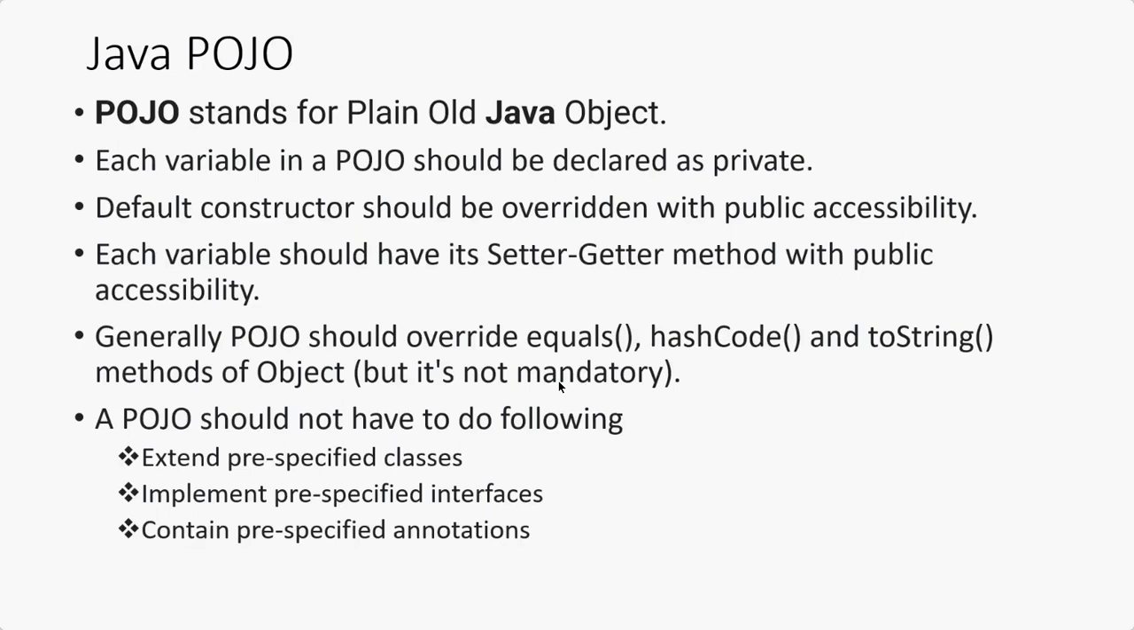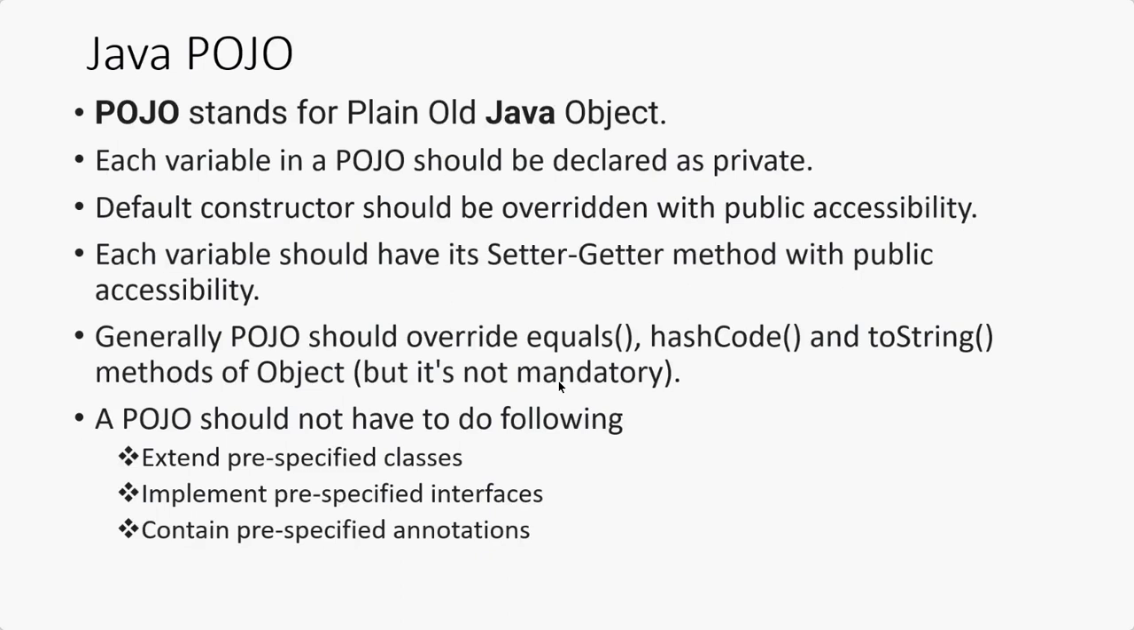You should have a default constructor, and you can instantiate using the default constructor. Let us see how to write the default constructor also. Each variable should have its setters and getters with public accessibility. Since the data is private, you need methods, setters and getters, to get the data and to change the data. Getters are used to access the data. Setters are used to mutate the data, to change the data. So a POJO should have member variables and its getters and setters.